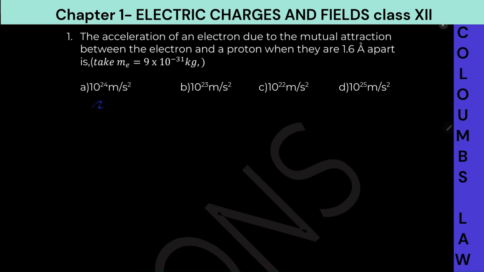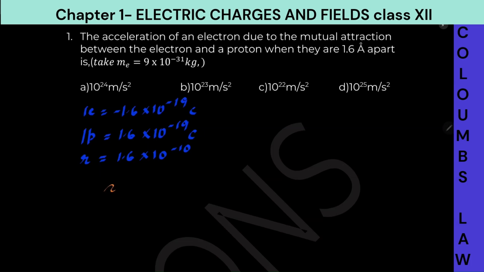So let me first write here the electronic charge. One electronic charge is minus 1.6 into 10 raised to minus 19 coulombs, and the charge of one proton will be the same, 1.6 into 10 raised to minus 19 coulombs. And here the separation R is 1.6 angstrom. Angstrom is 10 to the power minus 10. So these are our charges and separation. What we have to find? We have to find the force.